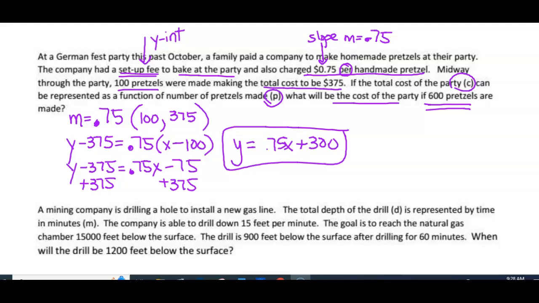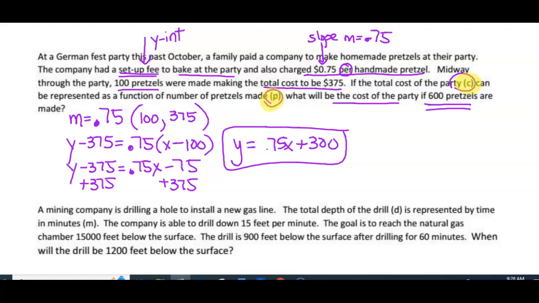Okay, sorry that was a little faster at the end. The time was coming to an end of what I could record, 15 minutes. So if you didn't get that equation, make sure you have y equals 0.75x plus 300 after you use point slope form. However, when I look back at this information, it says the total cost of the party C is represented as a function of the number of pretzels made P.